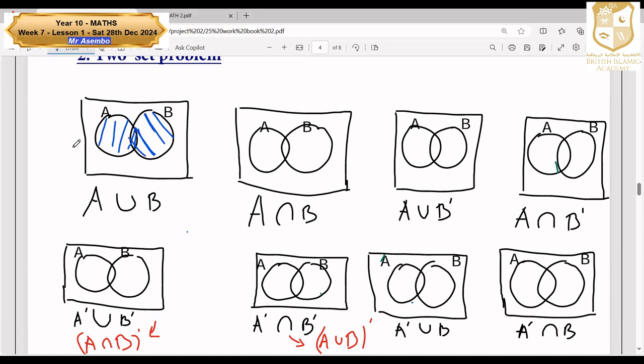Shade the B. Now union is everything in A and everything in B. Put them together. So that one is A union B.